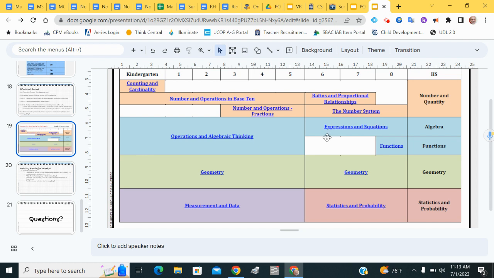The area of algebraic thinking is this week's topic, and it addresses expressions and equations as well as functions. Next week, we'll be touching on geometrical thinking and some measurement ideas. And then our final POW will wrap up with statistics and probability. So that's kind of the sequence in terms of the POWs.